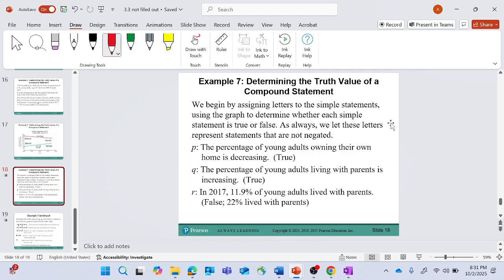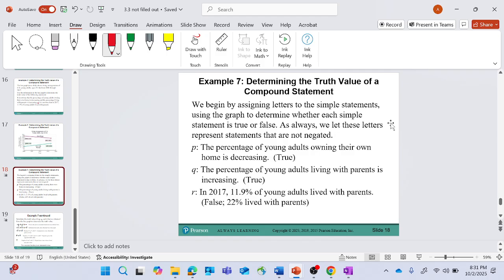Each statement has to have a true or false value to it. So one statement the problem said is the percentage of young adults owning their home is decreasing. That's true. The percentage of young adults living with parents is increasing. That's also true. In 2017, 11.9% of young adults lived with parents. That's the other statement the problem gave me. Well, that's false. It was 22% that lived with parents.